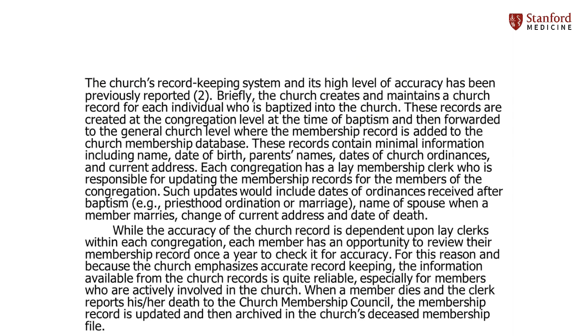I want to scroll back and point this out to you. In the original two paragraphs, in the very first sentence, they say it's a high level of accuracy. They give you a reference for that. And then they try to give you some details about how this works to verify that it indeed is accurate. Then in the second paragraph, they go back to talking a lot about accuracy. While the accuracy is dependent, each member can review the record once a year to check it for accuracy. For this reason, and because the church emphasizes accurate record keeping, the information is quite reliable, right? So they're repeating those words, accurate and reliable, quite a bit.